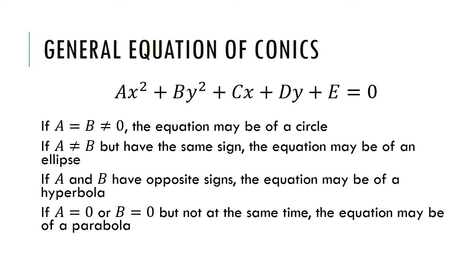And if a is equal to 0 or b is equal to 0, that is, if only one term has a second degree, then the equation may be of a parabola.